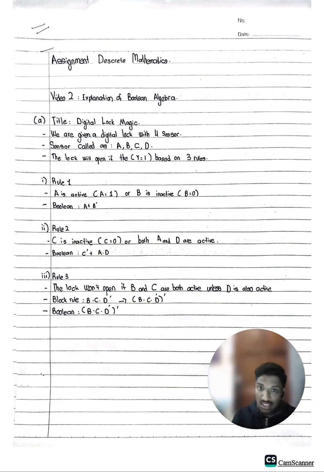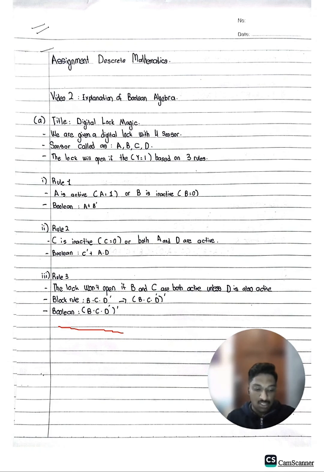And what is rule 3? Rule 3 is important on this particular lock: the lock won't open if B and C are both active, which means B and C equal 1, unless D is also active, which means 1, 1, 1. The Boolean expression is the bar of B times C times D bar. So this is the final Boolean expression.